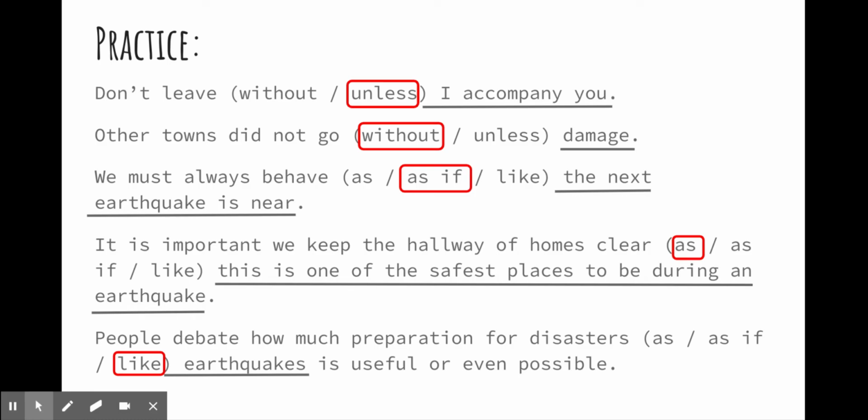So this is all you're going to have to do today. They're going to give you a choice of two of these either subordinate conjunctions or prepositions, and you have to determine based on their use in the sentence which one is correct.